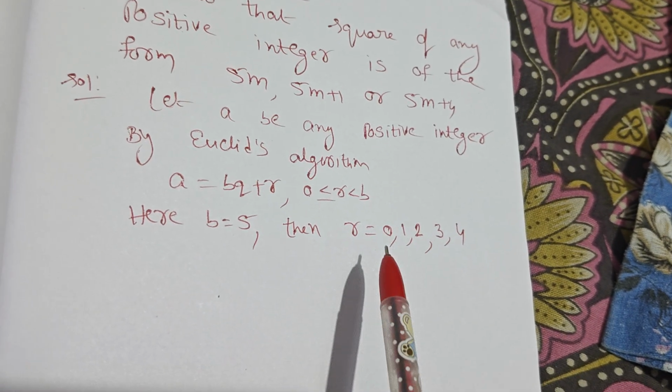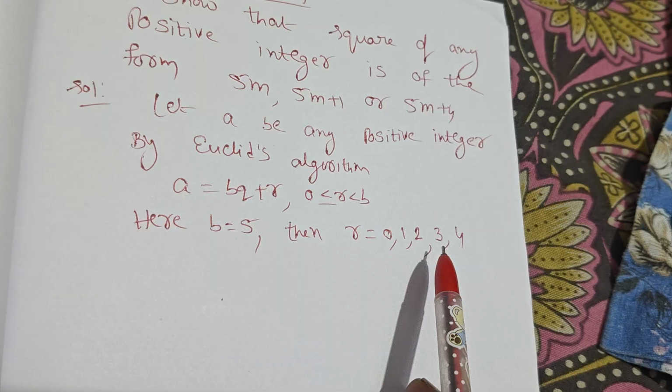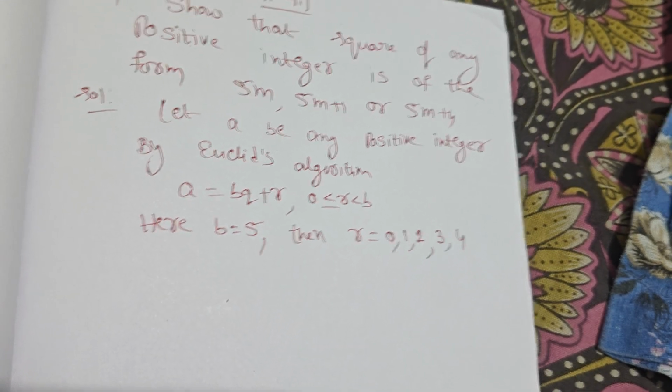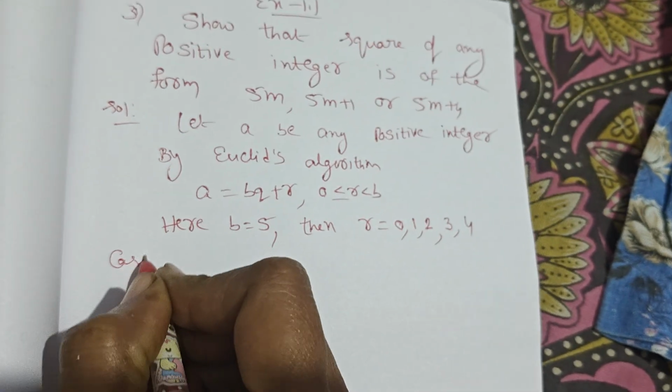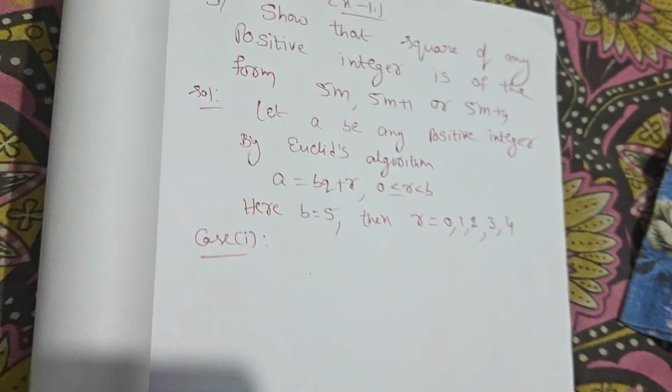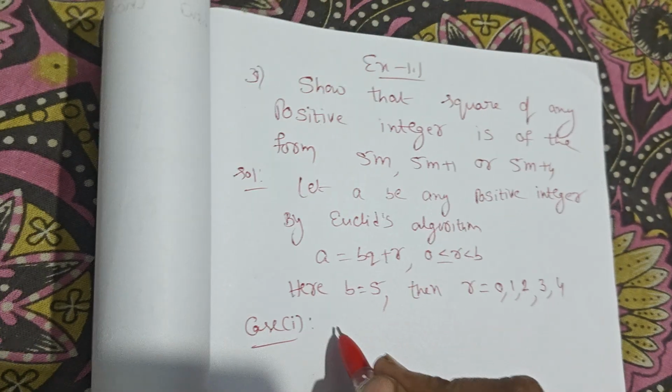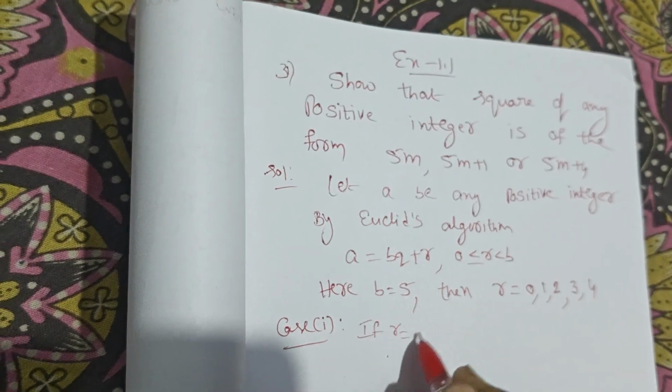Now how many remainders do we have? 1, 2, 3, 4, 5. So we have 5 cases. Case 1. What is case 1? We have to take, in case 1, r equal to 0.